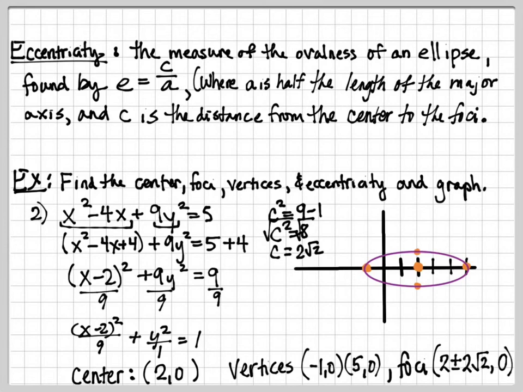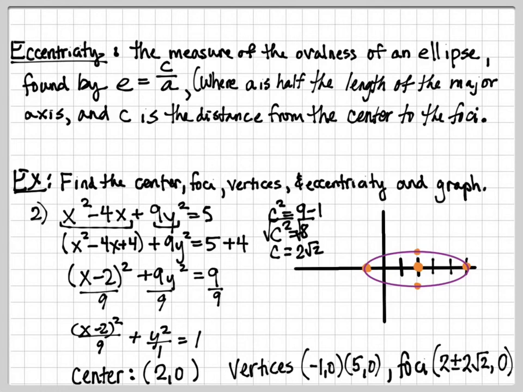Just as a reference point, are you okay, Becca? Can you say that again? Yep, I can. So this point right here is coming from the center. It's the x coordinate of the center. And then the 2 square root of 2 is what we just calculated when we were finding the c value. Okay? Very good. And then the y value stays the same from the center.